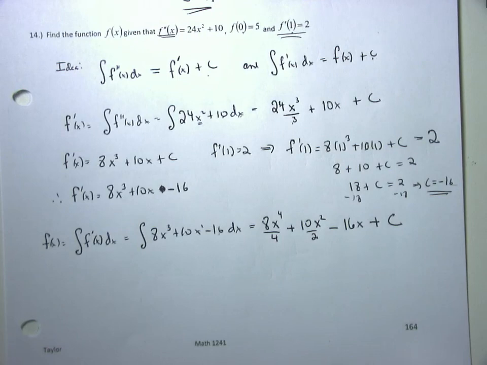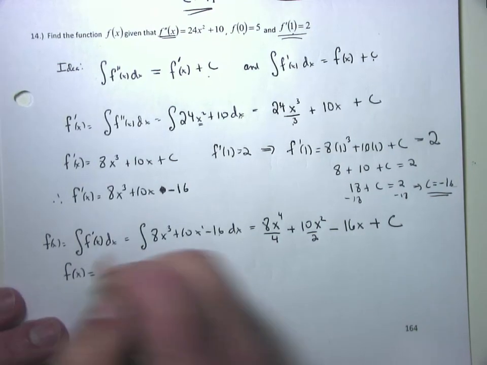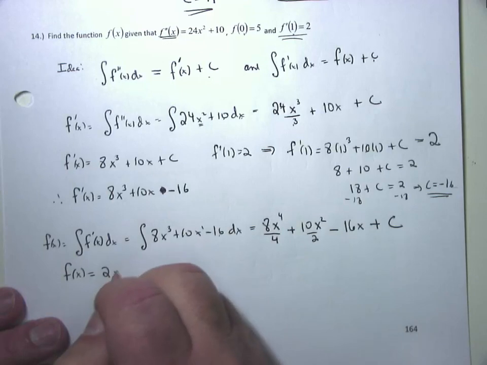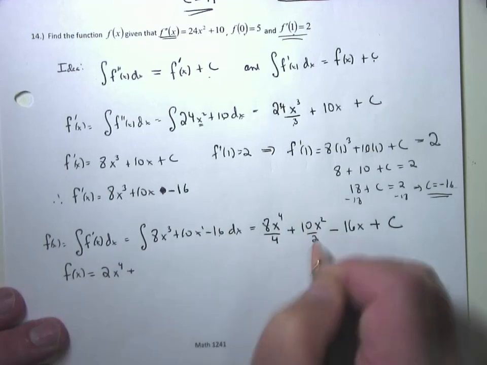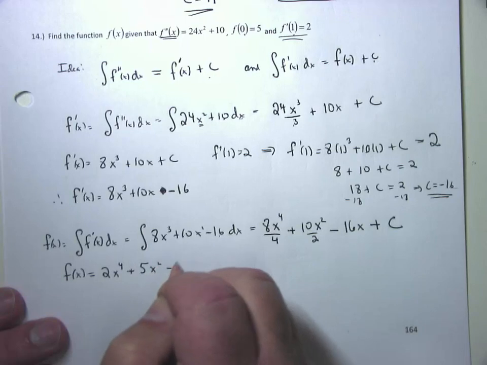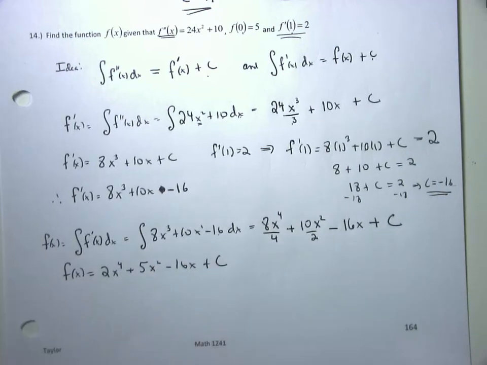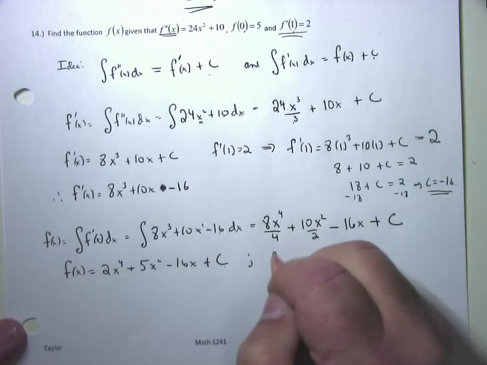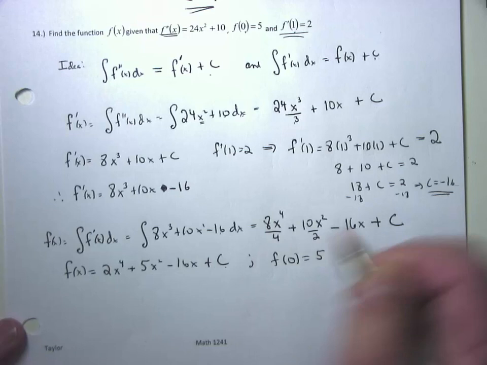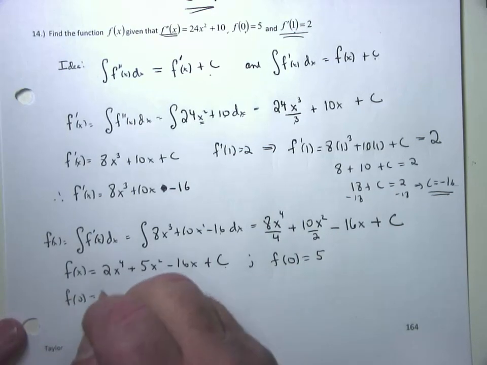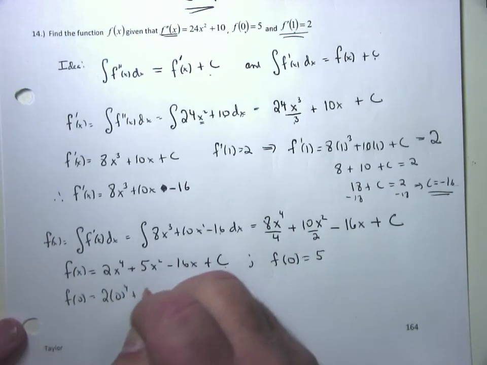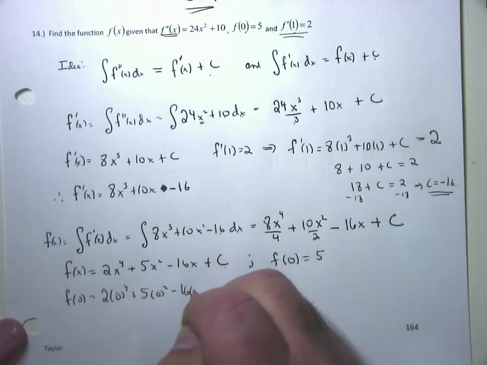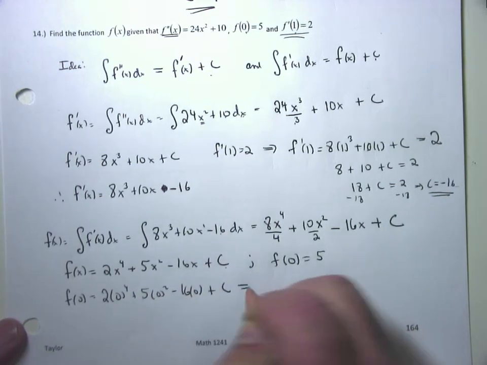So this gives me f of x is equal to 8 divided by 4 is 2, 2x to the 4th plus 10 divided by 2 is 5x squared minus 16x plus c. But now I've got to use the initial condition to figure out what that c is. They gave me f of 0 equals 5. So f of 0 equals 2 times 0 to the 4th plus 5 times 0 squared minus 16 times 0 plus c, and that's supposed to be equal to 5.